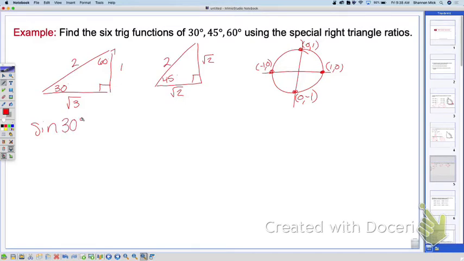Okay, sine of 30. Sine is what? Opposite over hypotenuse. So it is 1/2.